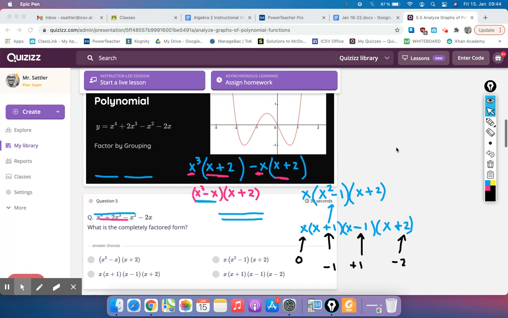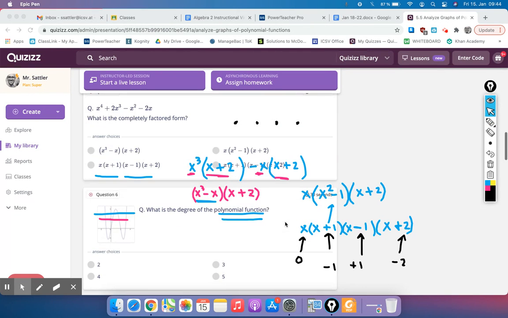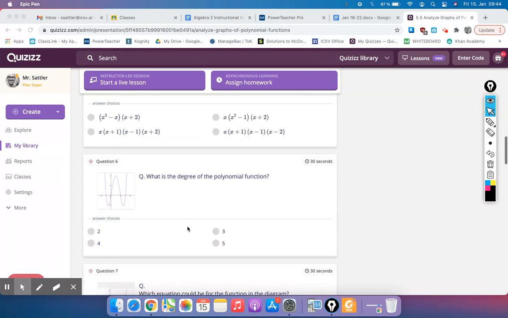We can go back up and see where those are. 0, negative 1, 1, negative 2. Okay, the rest of the problems aren't quite so involved.